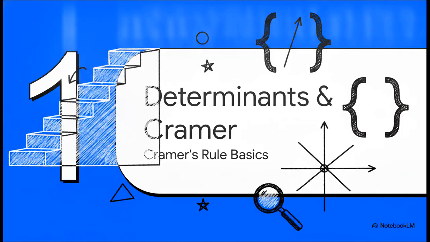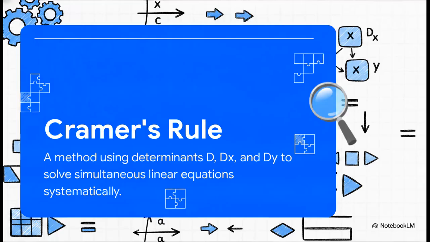Section 1. Determinants and Cramer's rule. So, let's start with Cramer's rule. What is absolutely brilliant about this method is that it gives us a highly structured, almost puzzle-like way to find the exact values of x and y. Instead of guessing or endless substitution, we just arrange our numbers into a neat little grid, which we call a determinant. By calculating three specific values, known as d, dx, and dy, we literally unlock the solution. It's incredibly systematic, and honestly, once you spot the pattern, it's actually really fun to solve.